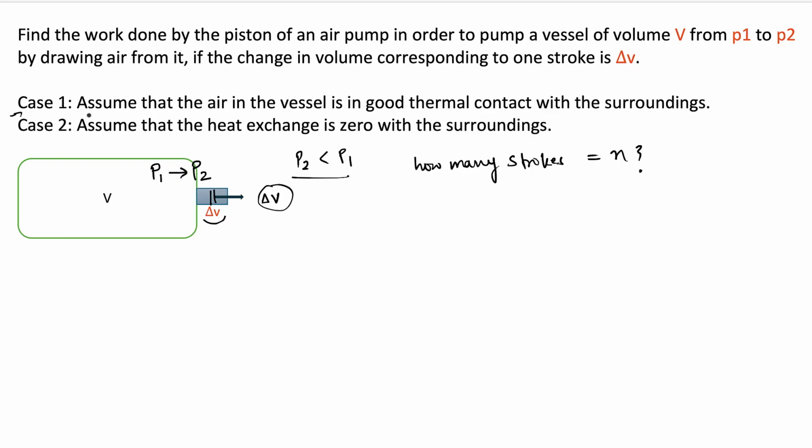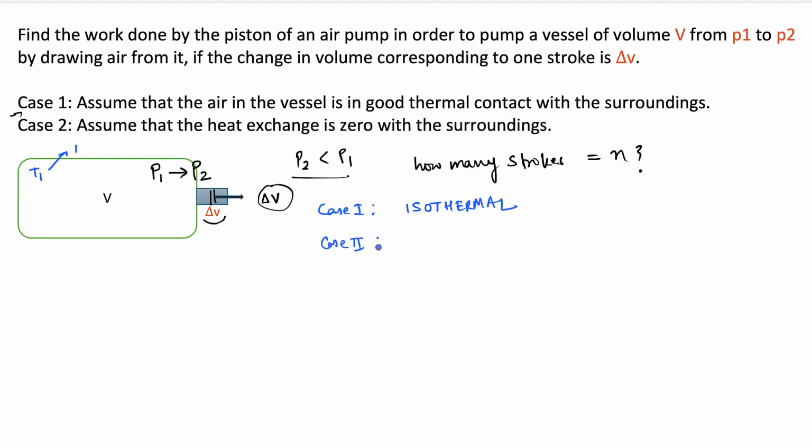Case 1: assume that the air in the vessel is in good thermal contact with the surrounding. So what does this mean? It means that the temperature, if initially it is T1, is going to remain constant. What we call isothermal. That's what it means when it says good thermal contact. There is no loss of temperature; it is constant throughout the process.